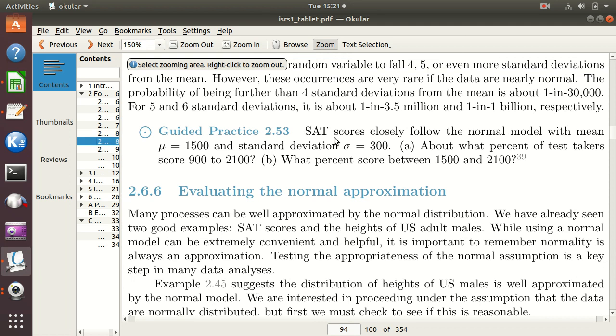So what they point out, SAT scores, you took the ACT, didn't you? Anybody take the SAT? No, okay. So I'll put this on the board and then switch to the board, but SAT scores closely follow a normal distribution. ACT scores do as well. With a mean of 1,500 and a standard deviation of 300, and I think that's actually changed now.